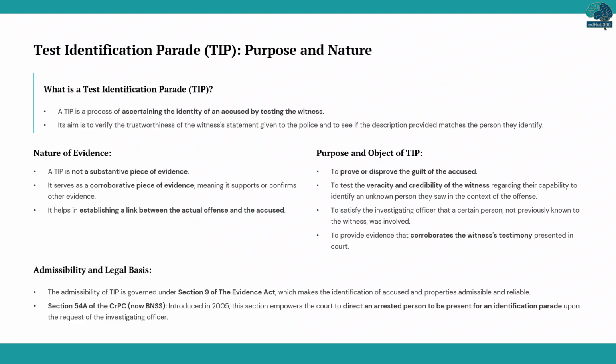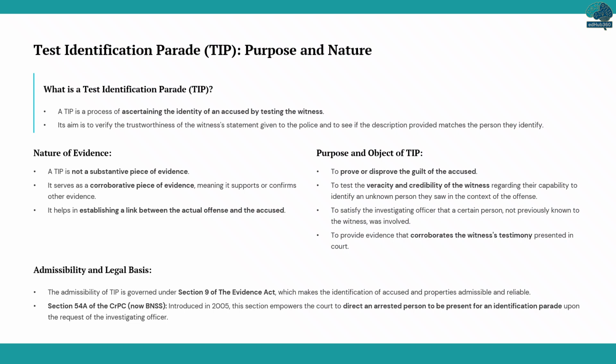Moving on to the test identification parade, or TIP. This is a process where a witness tries to ascertain the identity of an accused person by testing their memory. Its main goal isn't to be a standalone proof of guilt, but rather to verify the trustworthiness of the witness's initial statement to the police and to see if the description provided matches the person they identify.